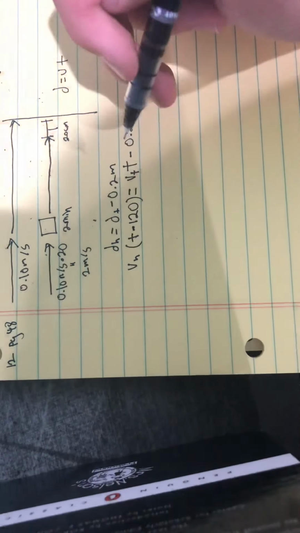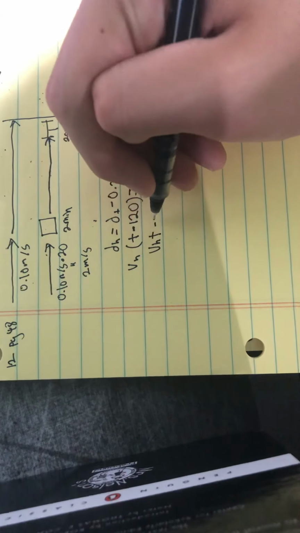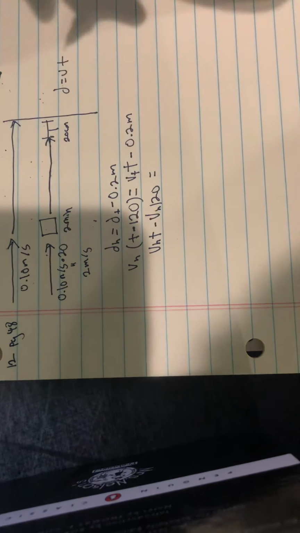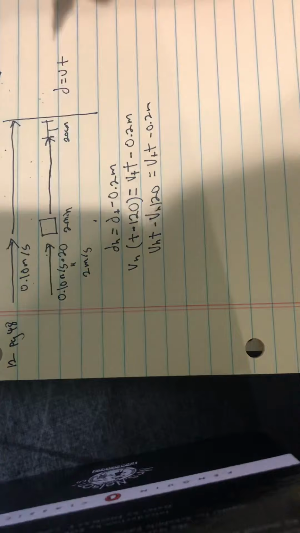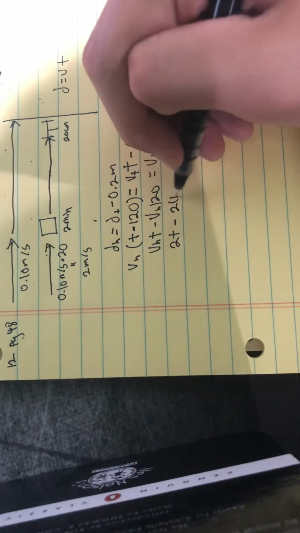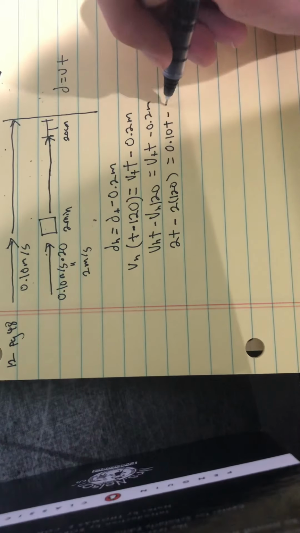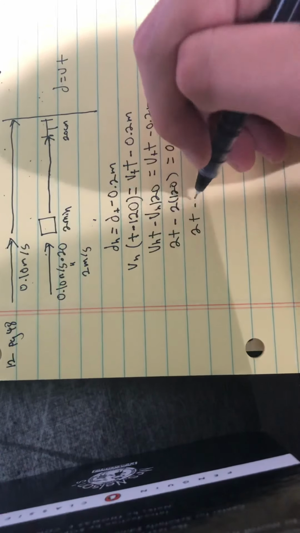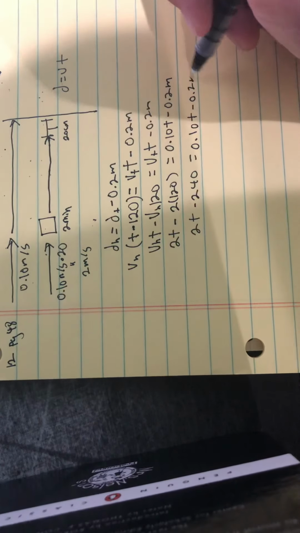And so from here, we distribute that. So it's velocity of the hare times time minus velocity of the hare times 120 equals velocity of the tortoise times time minus 0.2 meters. So it's 2t minus 2 times 120 equals 0.10t minus 0.2 meters. So from here, it's going to be 2t minus 240 equals 0.1t minus 0.2 meters.